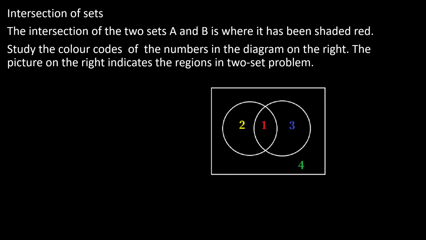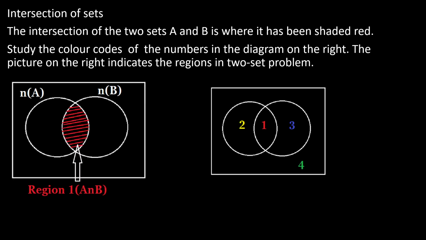So let's come to the intersection. Where there is the red hatching is A intersection B. So this is the number of A, number of B. Where these two circles share simultaneously is where the red hatchings are. So region 1 is A intersection B.